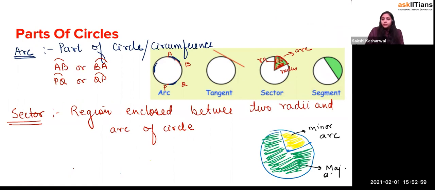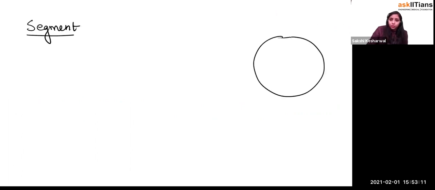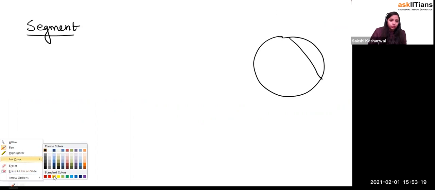Similarly the same thing happens for the segment also, right? So what do you mean by a segment? Segment figure: if you have a circle and you take any random chord, you see that there are two regions enclosed over here.